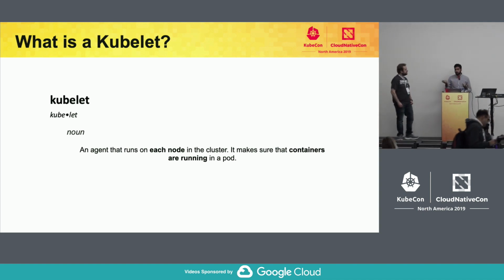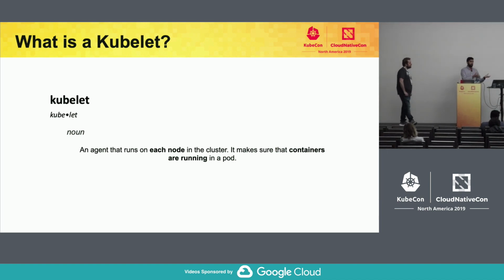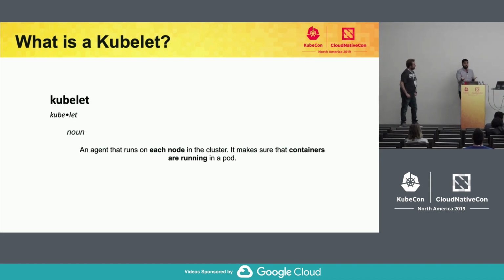So a kubelet is an agent that runs on each node in your cluster. Its responsibility is to make things actually run on that node. And so when you come to your Kubernetes cluster and you want to deploy a pod, the kubelet is the one that's actually responsible for communicating with the container runtime underneath and running that pod for you.